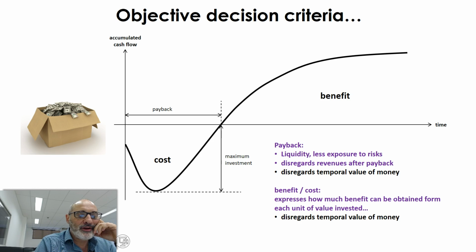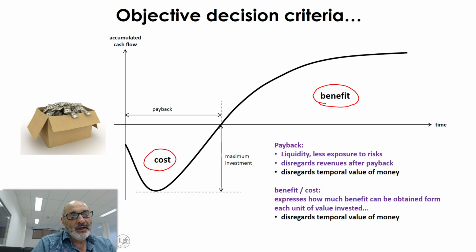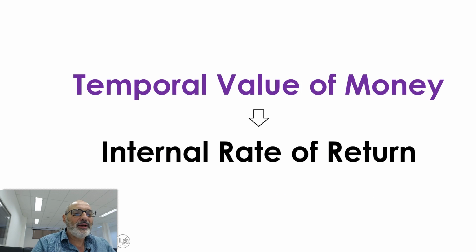Before talking about the temporal value of money, let's look at another parameter, the relation between benefit and cost. It expresses how much benefit can be obtained from each unit of value invested. So after doing all the calculations, you arrive at the conclusion that you have 20 cents of profit for every real invested, every unit of value. This is an interesting aspect. It's very simple.